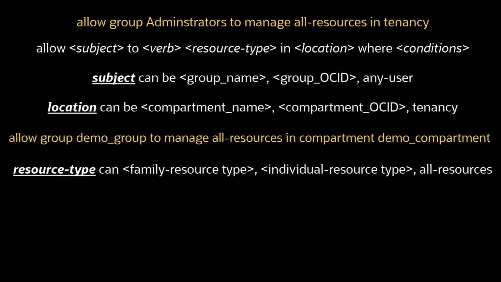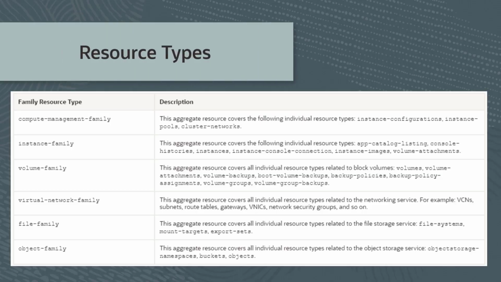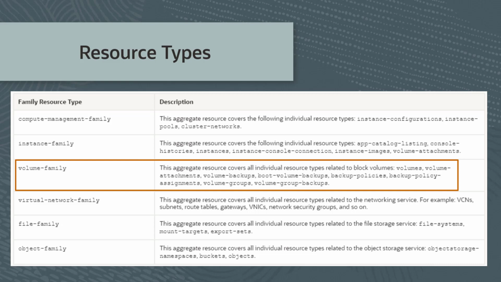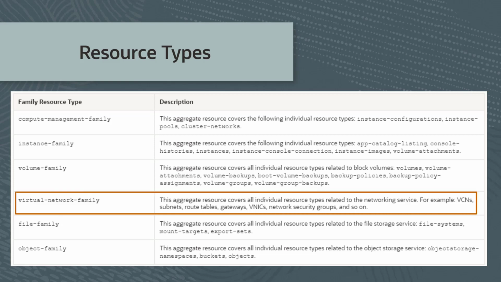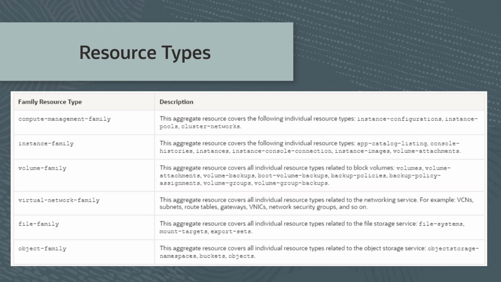The resource type can be a family resource type, an individual resource type, or all resources to cover all resources in the compartment or tenancy. This table shows examples of family resource types and also some individual resource types. For example, the volume family resource type covers all individual resource types related to block volumes. The virtual network family resource type covers all individual resource types related to networking services. The family resource types make policy writing easier as they include multiple individual resource types that are often managed together.